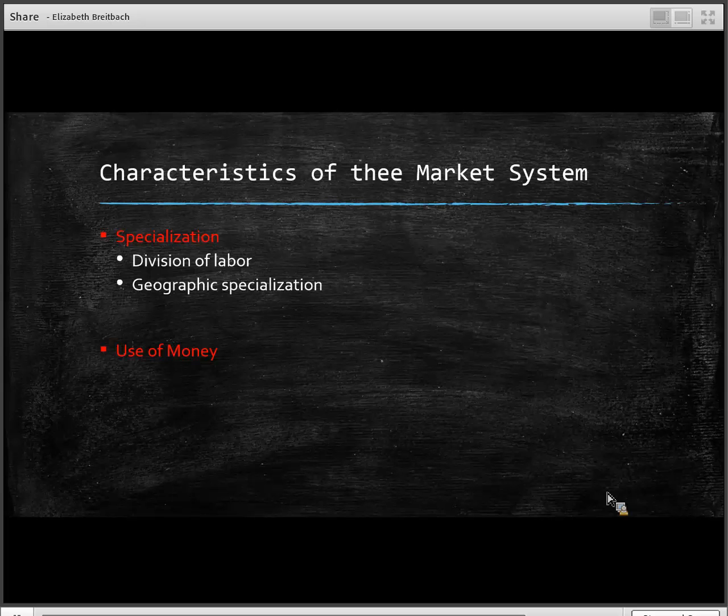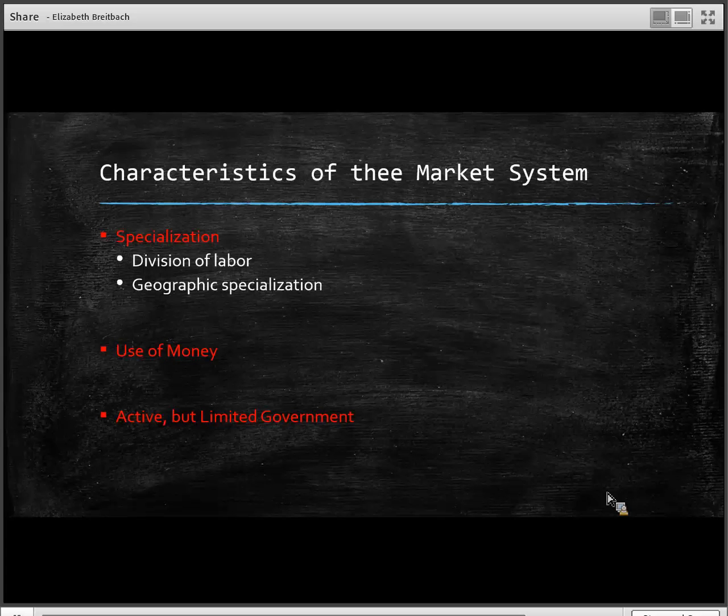Active but limited government. In a market system, it's not saying there's no role for government. There is a role for government, but it's limited. It's limited to preventing market failures. And we're going to talk about market failures upcoming in the fourth module of this section.